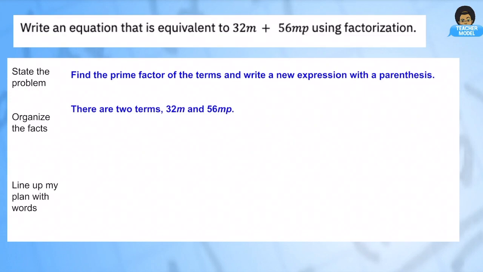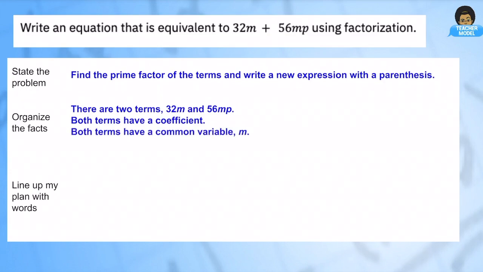What we can see are the two terms that are here. And we see that both terms have a coefficient in the front. And we can see a common variable. There's an m. But notice there is a difference between the m in 32m and the m in 56mp.